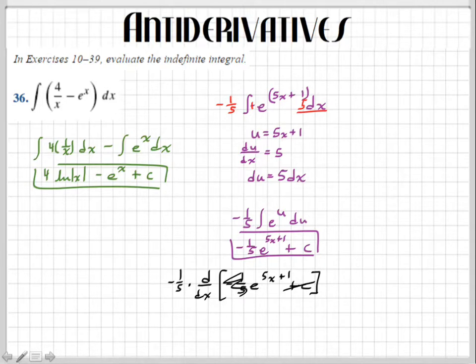So when we take the derivative of this, we would take the derivative of e first. So we have e with the 5x plus 1 inside of it. And then I would have to take the derivative of what's inside of e, and that would be 5. So I would multiply this by 5. We have our negative 1/5 in the front. The 5 and the negative 1/5 would multiply together. They would give you a negative 1. So you'd have a negative e raised to the 5x plus 1, which is what we started with right in the beginning. So we win. It works. Use substitution. It makes our lives a little more pleasant.